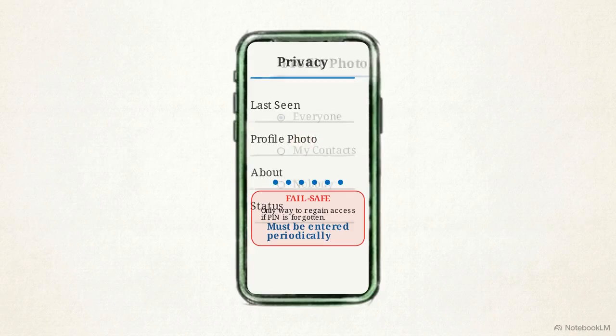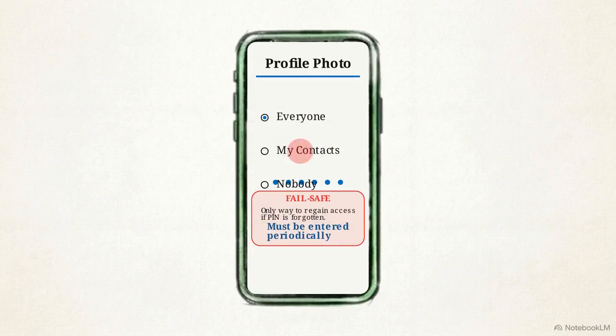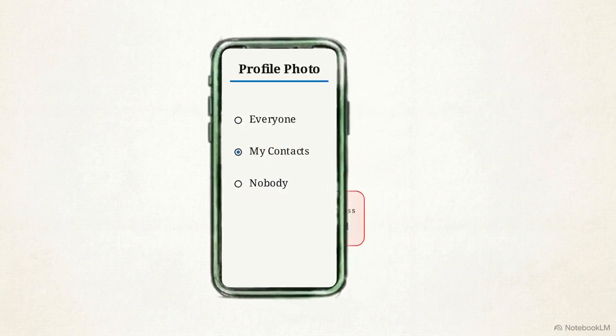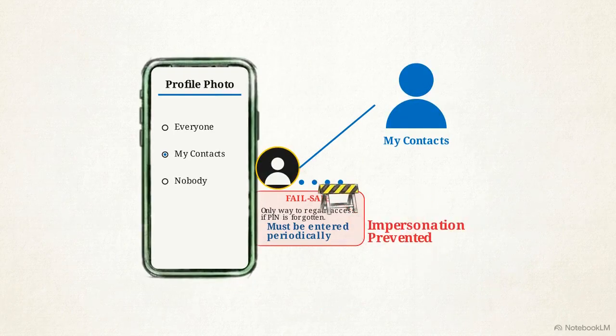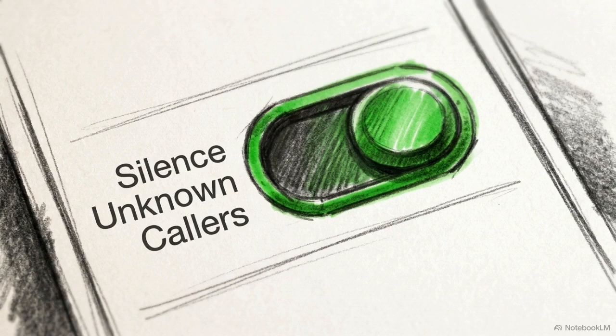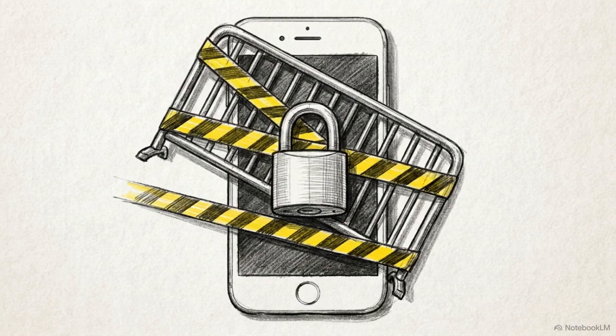Now go to Privacy, select Profile Photo, and change the setting to My Contacts. This prevents strangers from using your photo to create impersonation accounts. While in the Privacy menu, scroll down to Calls and enable Silence Unknown Callers. These 3 configurations block the primary methods used for automated account takeovers.